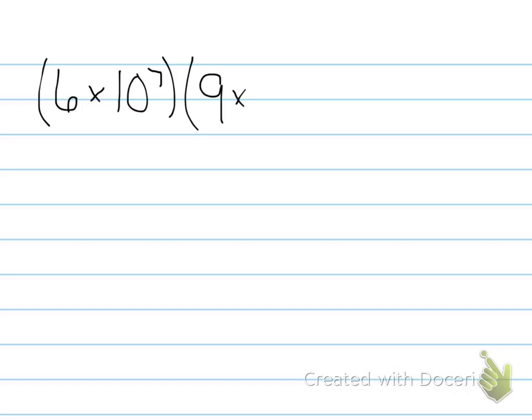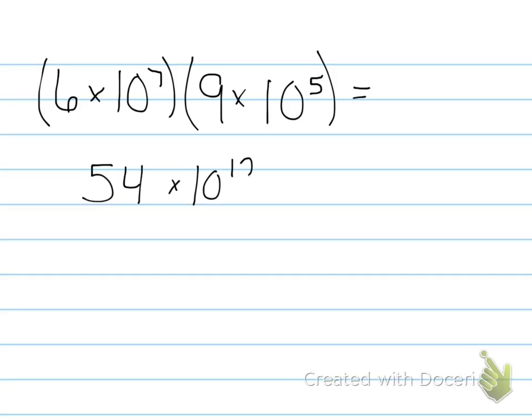What if you had 6 times 10 to the 7th times 9 times 10 to the 5th? Okay, go ahead and solve this the same way. All right, so 6 times 9 is 54 times 10 to the 12th power. Well, here's the problem. This is not in scientific notation. Why not? Because 54 is too big, okay?